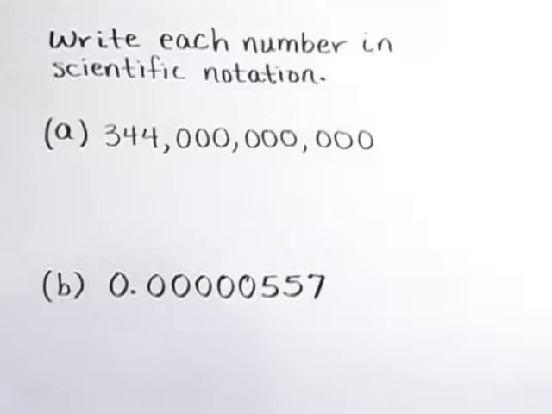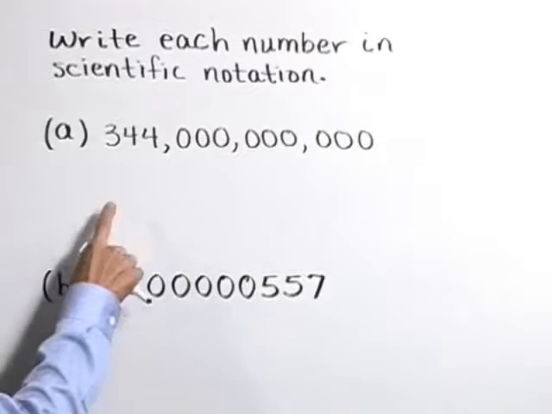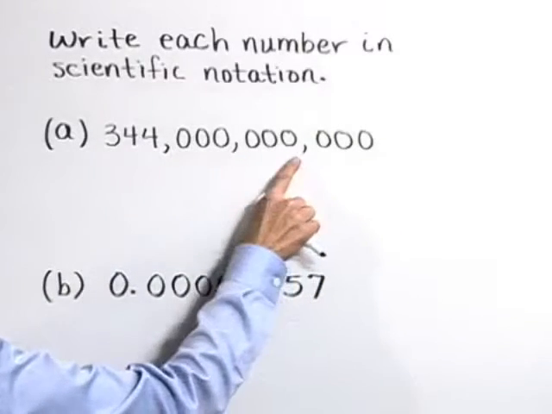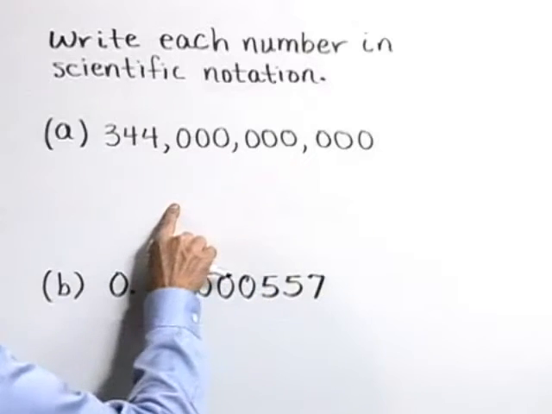Write each number in scientific notation. In part A, we have the number 344 billion. That gives 9 zeros in here.